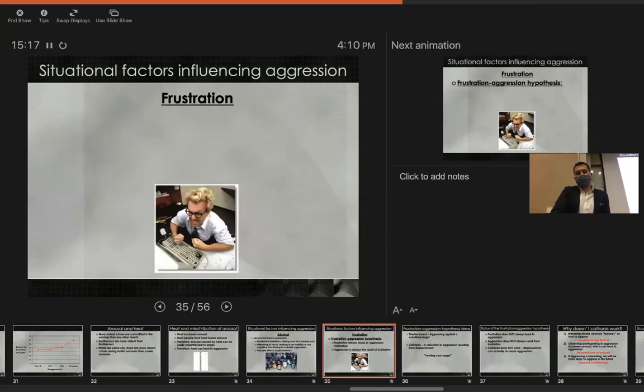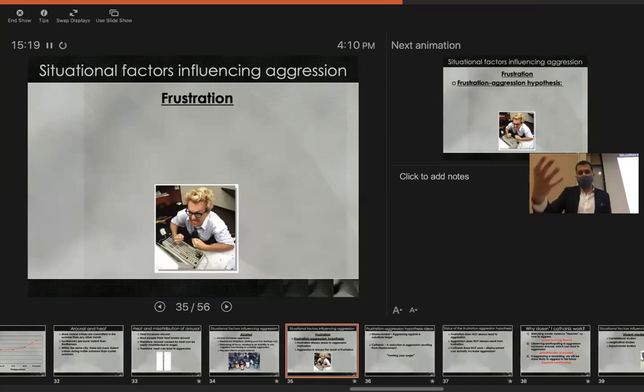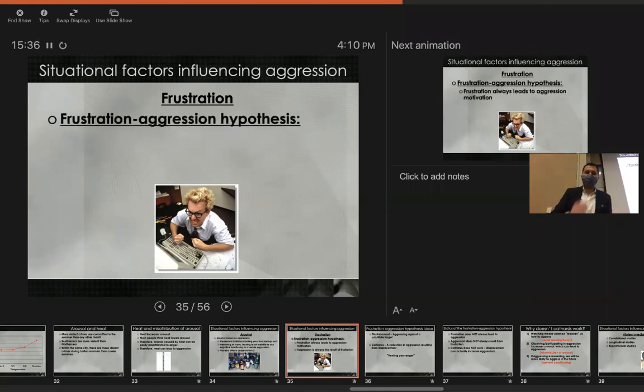Maybe one of the most important factors, at least historically, as a factor that can influence aggression is frustration. In fact, it was once thought, and we're going back to like the 1920s here, it was once thought that frustration was really the only cause of aggression. In fact, this is something that was proposed in what's known as the frustration aggression hypothesis.